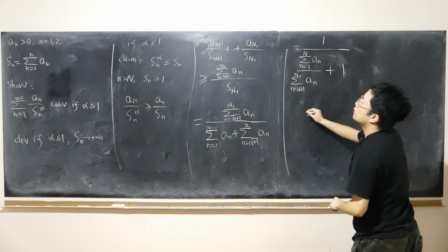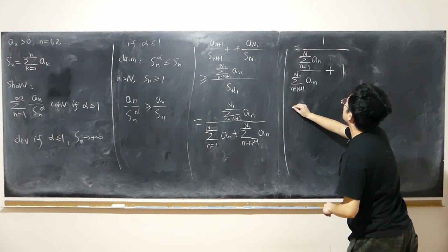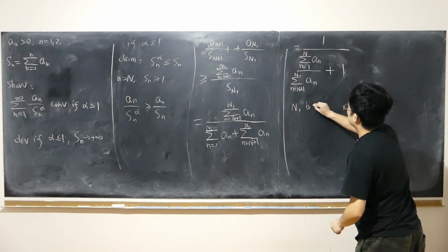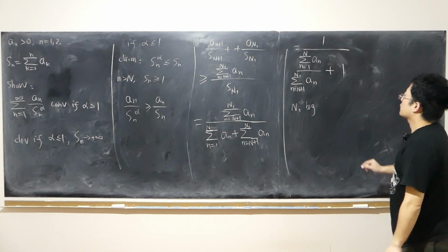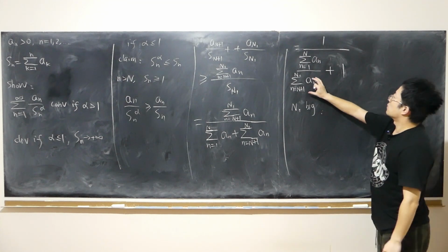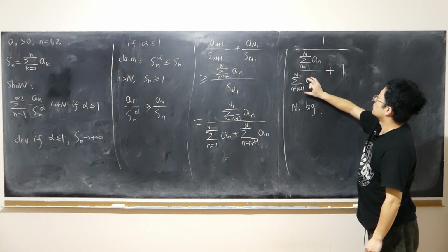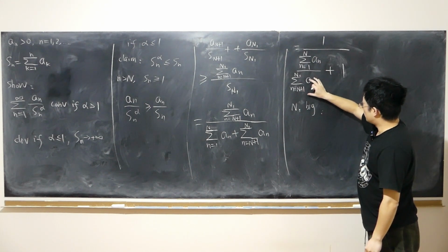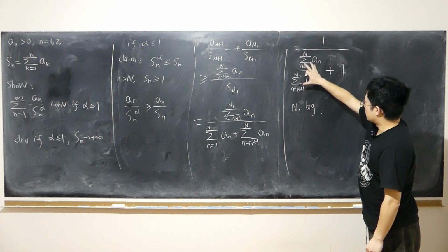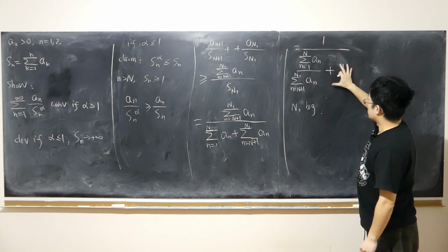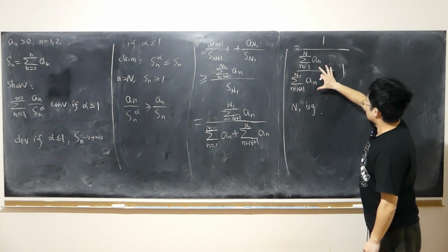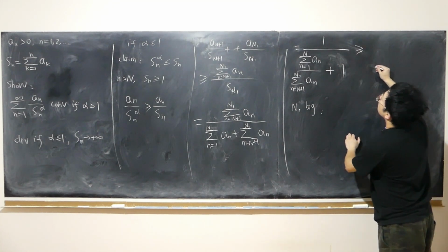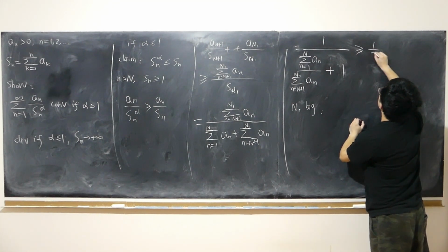So let's say capital N1 is big enough. So this part is bigger than this part. Meaning if this part is replaced with that part, the bottom will become smaller, so the whole fraction will become bigger. So the whole bottom will become bigger, and this whole fraction will become smaller, right? So we get 1 plus something greater than 1, over 2.